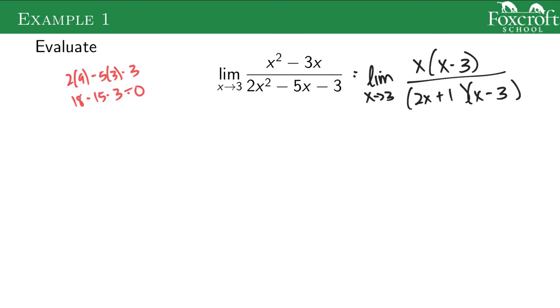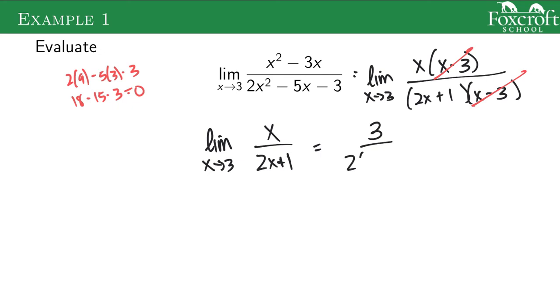When I factor it, I can see there's an x minus 3 on the top and an x minus 3 on the bottom, so I cancel those out, and that's going to be the same as the limit of x over 2x plus 1. And now that I canceled out a factor, now I try to plug in 3. And I get my answer for my limit.